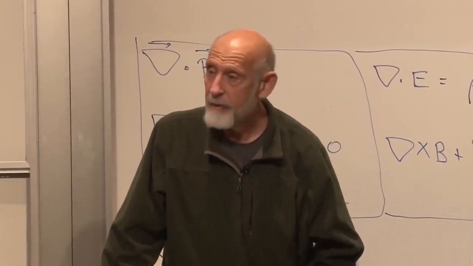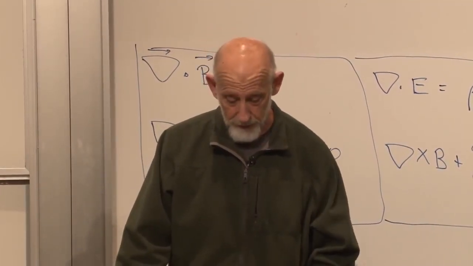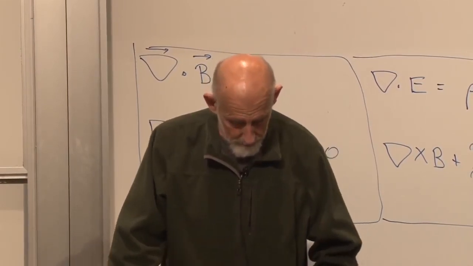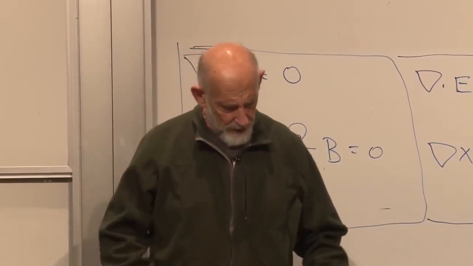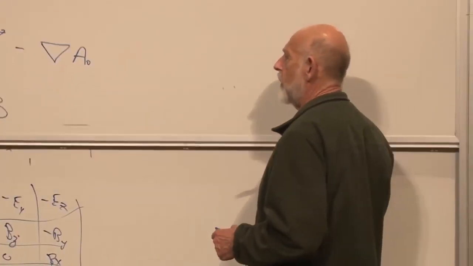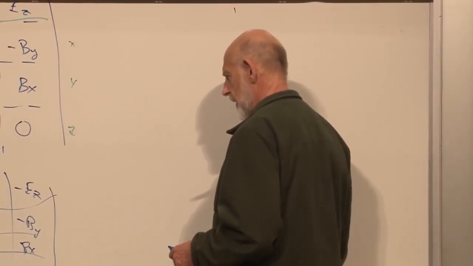J is called the current density, the electric current density. And rho is called the charge density. Charge density and current density. So let's talk about them, and let me explain what they are, the J's and rhos.